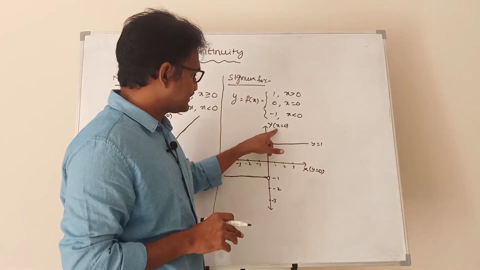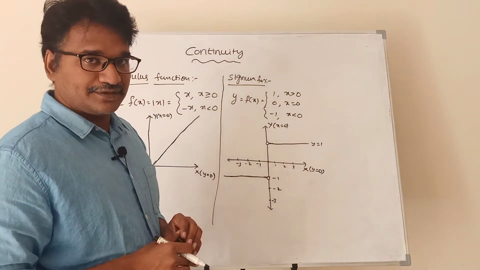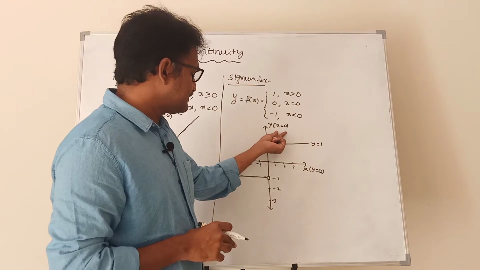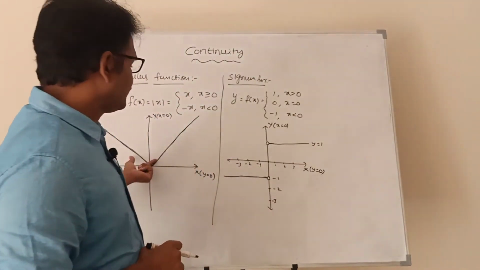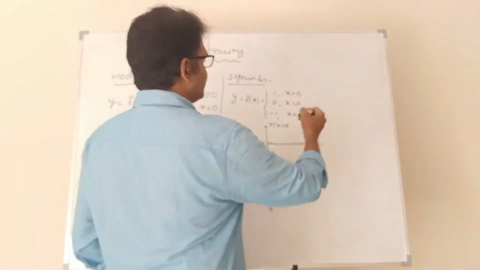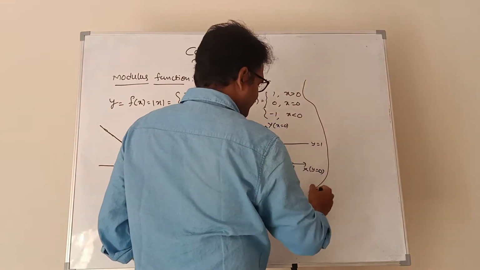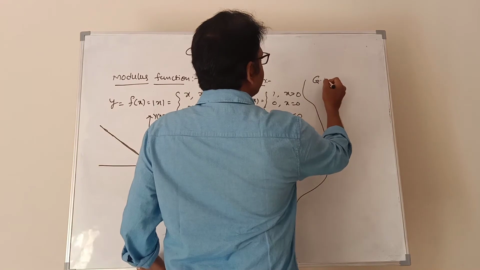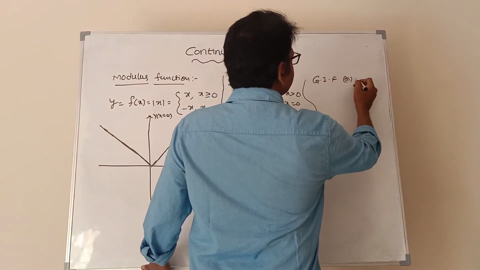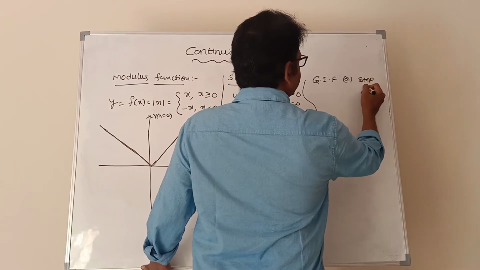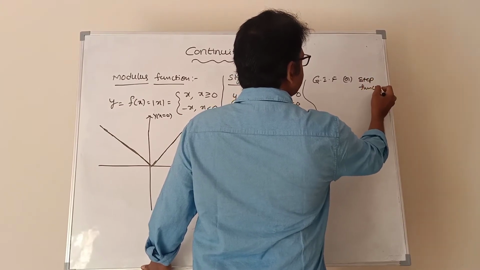What is the equation of the y axis? x = 0. At x = 0 this graph is discontinuous. This modulus function graph is always a continuous function. Next, the most important function, the greatest integer function. Another name for this function is the step function.